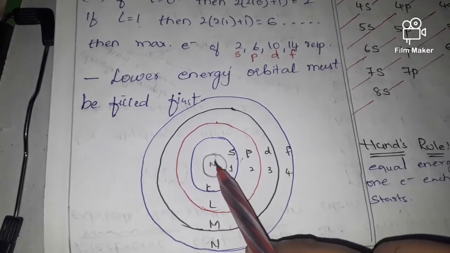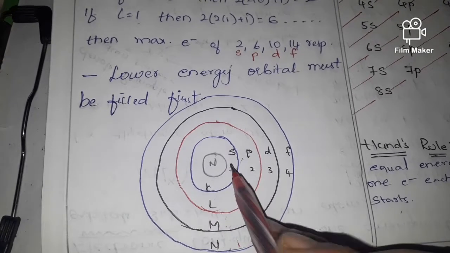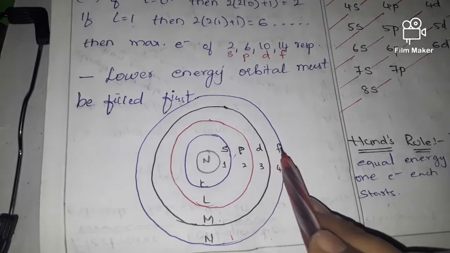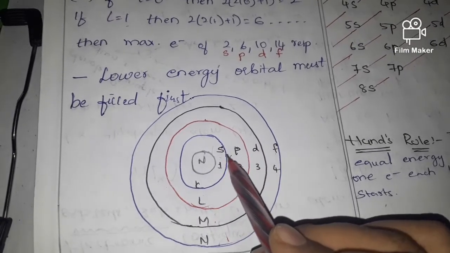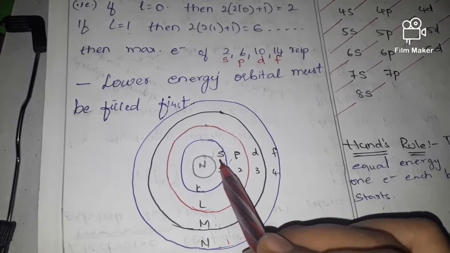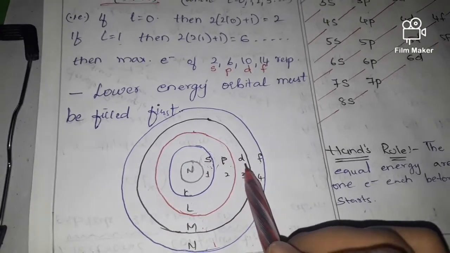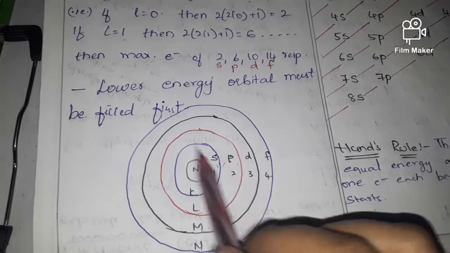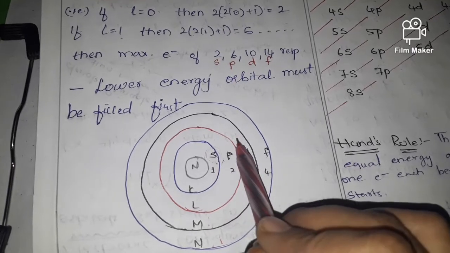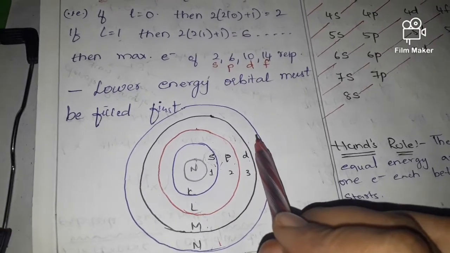If you remember Bohr's atomic model, the nucleus is in the center and we have K, L, M, N. Similarly, we have s, p, d, f, right? So the electrons will be filled first in s, then p, then d, then f. In s we have only one orbital, so we can fill 2 electrons. Then in p we have 3 subshells, so we can fill 6 electrons. Similarly in d, 5 subshells, we can fill up to 10, and in f we have 7 subshells and we can fill 14 electrons. Okay, I hope till here it is clear.